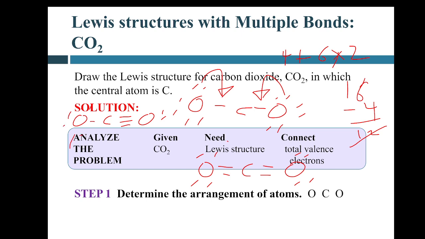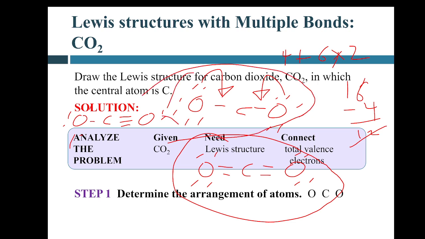So, that is our final structure right here for our Lewis structure. Notice that we have 8 electrons on each of these. Everybody understands where I got those lone pairs from? They're just the ones from the previous.